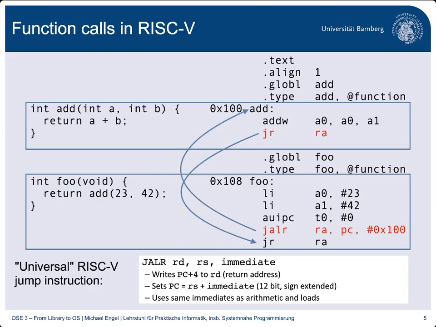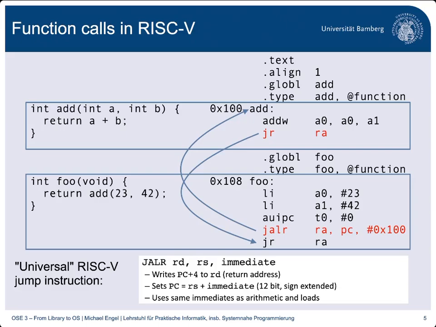Let's see. Now 2 things we need to mention here is how do we know in which registers we actually pass parameters? Now there are standards for this. They're called the ABI, the Application Binary Interface. So for RISC-V, for example, it says that the first parameter to a function should be contained in register A0, the second one in A1, and the return value of a function should again be passed in register A0.